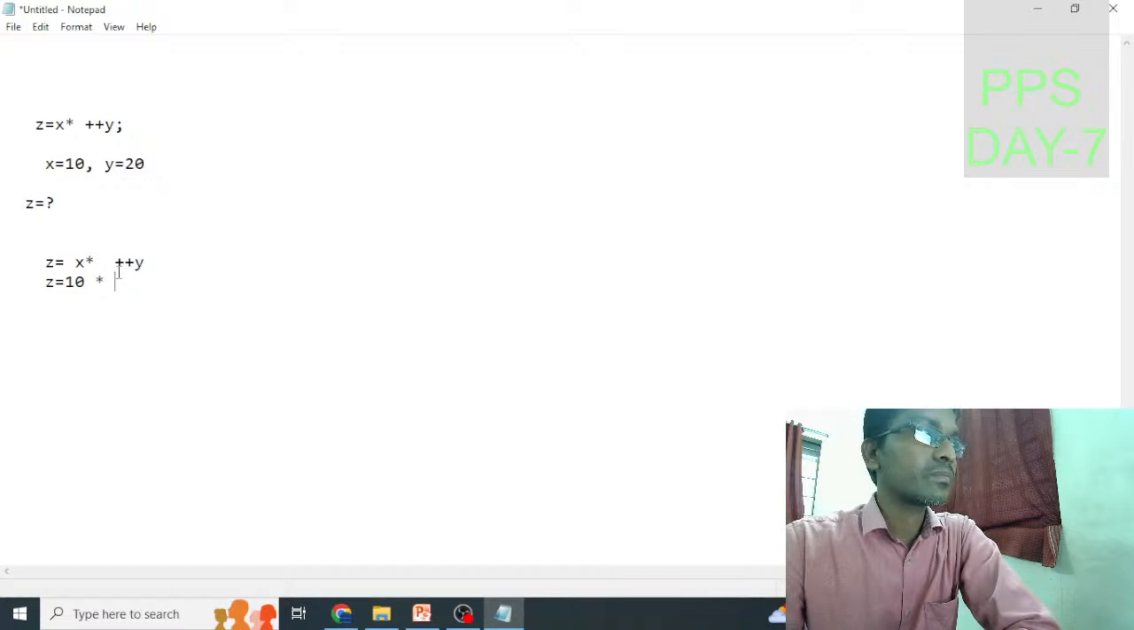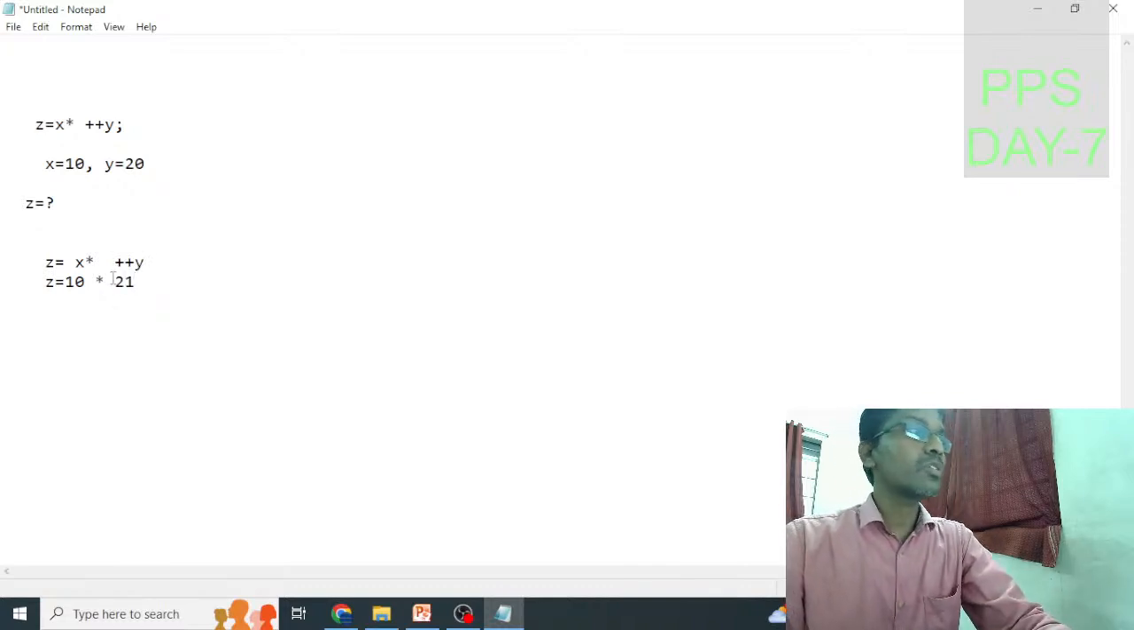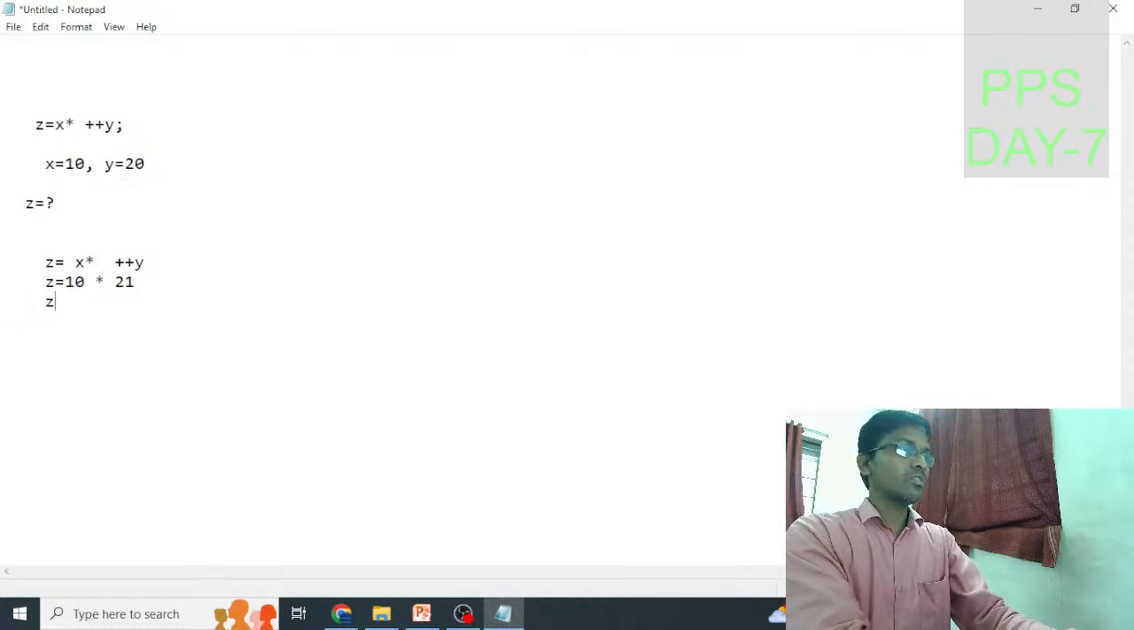month. Okay, clear. Similarly, I am using ++y here, so the y value will be incremented first. Then the y value will be 21, and now I got z is equal to 210. So that is the z value.